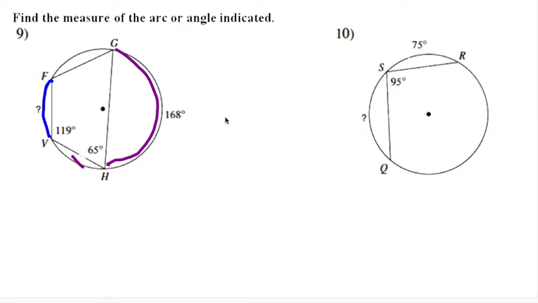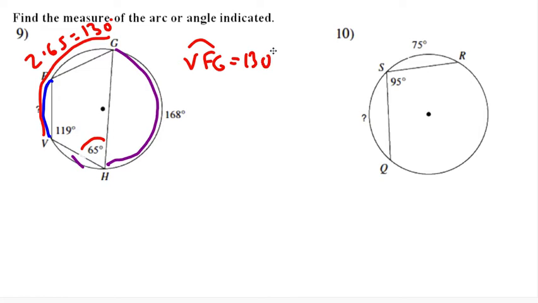But I also know that if I got this angle here, I know that this arc, and this kind of overlaps here, right, is equal to 2 times that, 2 times 65, or 130 degrees. So I know that arc VFG is equal to 130 degrees. Let me pull this off of here.